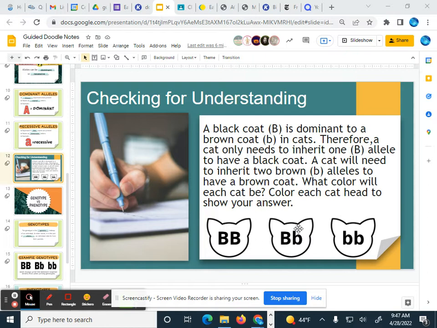Good, I heard people tell their partner that it has a black coat because one dominant allele is present. Yes, the recessive allele is also present, but whenever the dominant allele is present, the dominant trait will be expressed. Third cat. One finger black, two fingers brown coat. Good, this cat has a brown coat. Tell the person next to you why.